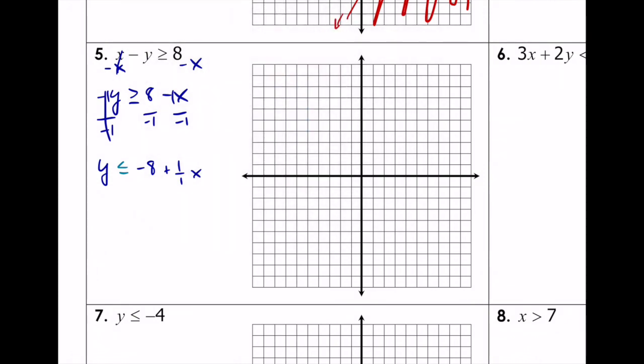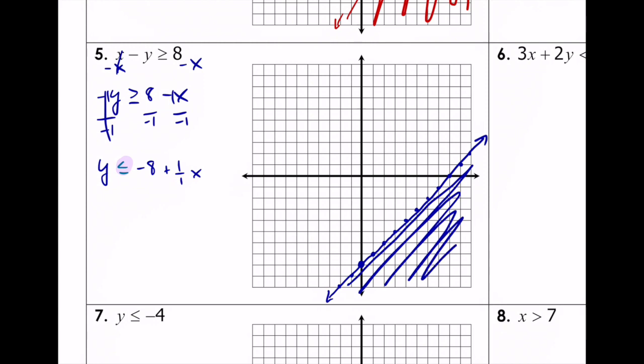Okay, let's put a point at negative 8. And then we can go up 1 box and to the right 1 box for our slope to put our other points. Okay, based on my inequality symbol, it has that little line underneath, so that means I'm using a solid line. And this is going to get shaded in below.